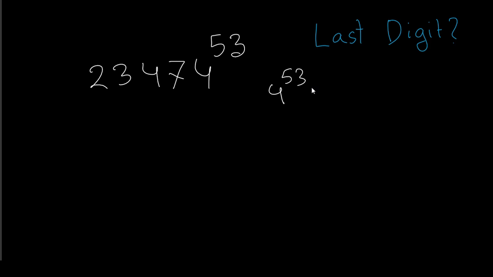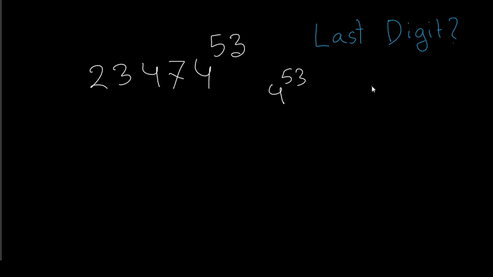then the last digit of 4 to the power 53 is exactly the same as the last digit of 23474 to the power 53. So we have to find the last digit of 4 to the power 53, but 4 to the power 53 is also a large number. So here we need to find any pattern or technique so that we can find the last digit of 4 to the 53. On the other hand, why are we taking 4 instead of 23474? Why is the last digit of 4 to the 53 exactly the same as the last digit of this whole number?